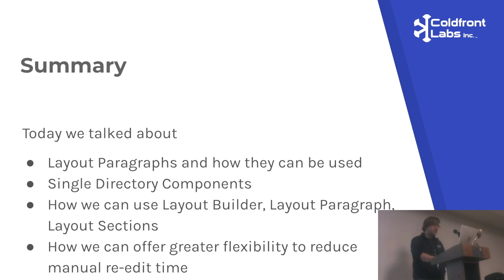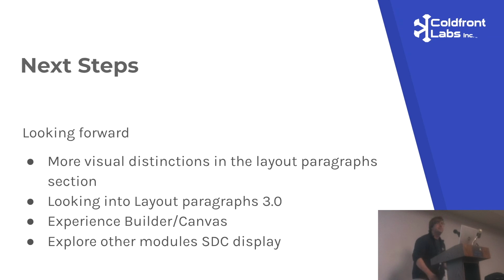And then for next steps, we're looking at adding more visual distinctions within the editing form. There are some ways already, but we're looking into including more, so that if you have a column with a different background, that background will be visible there. And there are other improvements with layout paragraphs and Canvas coming that we're looking to include. So yeah, any questions?